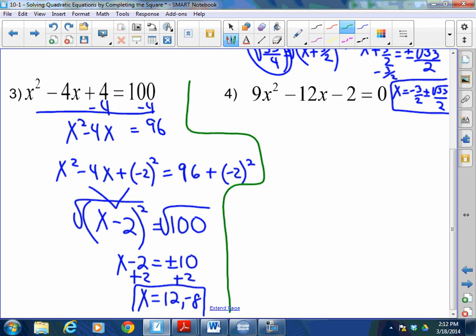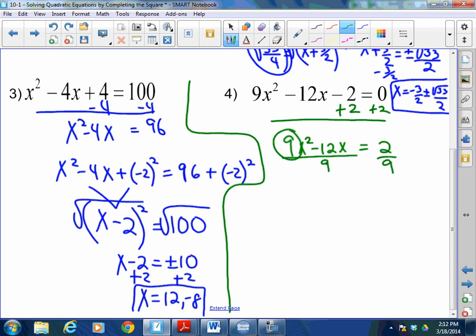First thing we're going to do here is add the 2 to both sides. So I've got 9x squared minus 12x equals 2. I have an a in front of the x squared, so I'm going to divide everything by that a. So I've got x squared minus 12 ninths divide 3, so that's minus 4 thirds x equals 2 ninths. Please be careful here. The b in this case is 4 thirds.